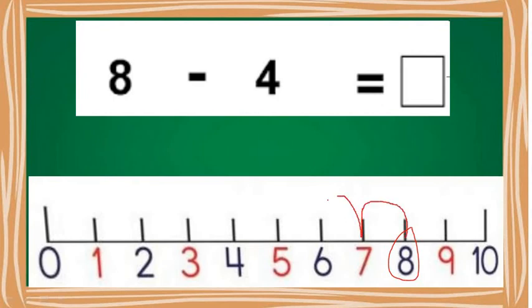1, 2, 3 and 4. We reach at number 4. So we can say that by watching this number line, 8 minus 4 is equal to 4.